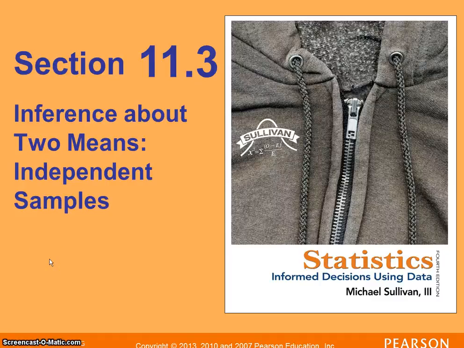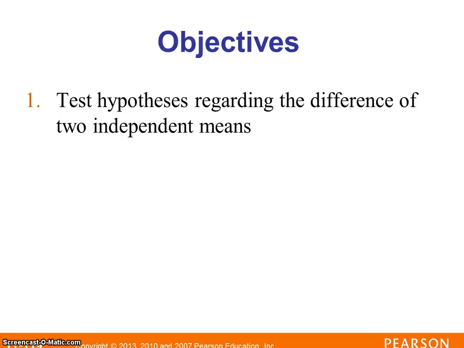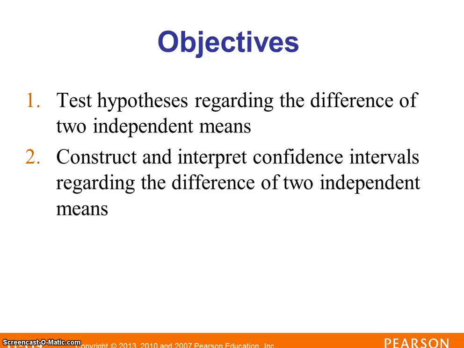Hi everybody. So this lecture is about section 11.3, again on inference about two means. In this case we're going to study independent samples, unlike what we did in section 11.2, where we were talking about dependent samples. So we'll be using the t-distribution again, although the test statistic will be slightly different. The objectives are to test hypotheses regarding the difference of two independent means, and construct and interpret confidence intervals regarding the difference of two independent means.